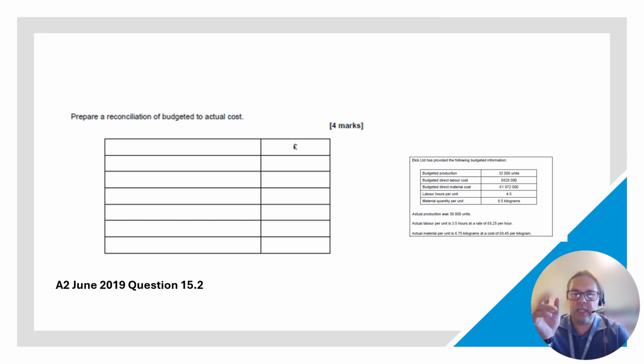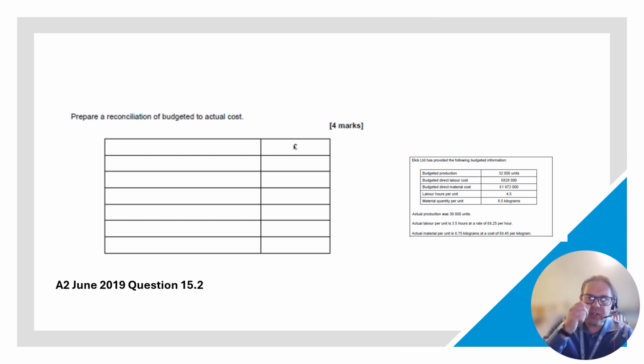I'm not actually going through the variance calculations because of time, I just think it would be too long a video and you just want to focus on one key area. So with this reconciliation, you've got to work out the budgeted cost and the actual cost, and then with the variances that you've calculated in 15.1, which would be own figure as long as you use them correctly, reconcile between the two.